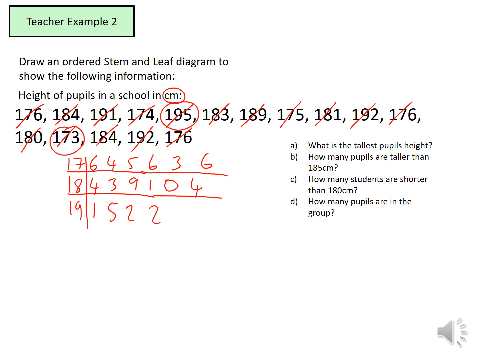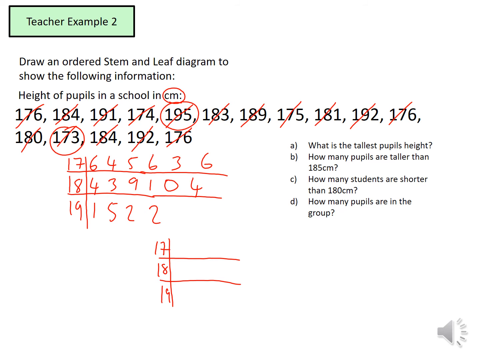So I've put my leaves in the correct place where their stems are. I have now used every piece of information that was given to me. I now need to put this in an ordered stem and leaf diagram. My stems remain the same: 17, 18, 19. All I am doing is putting the leaves in correct order.